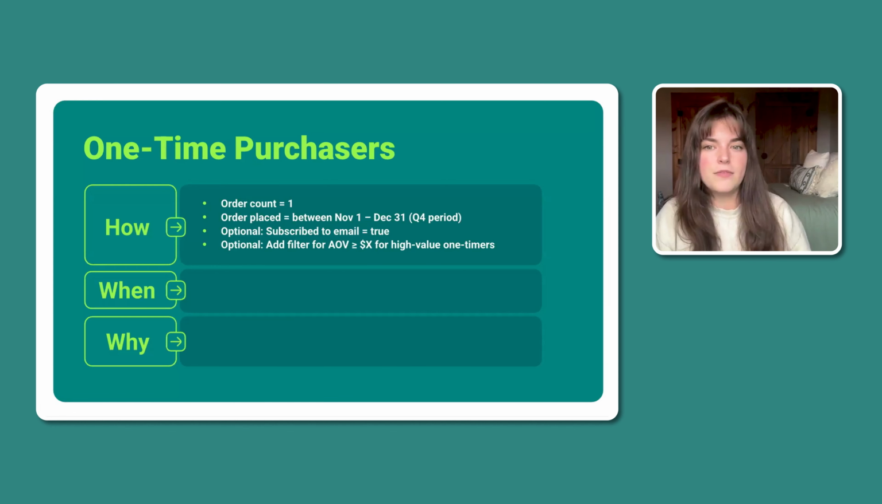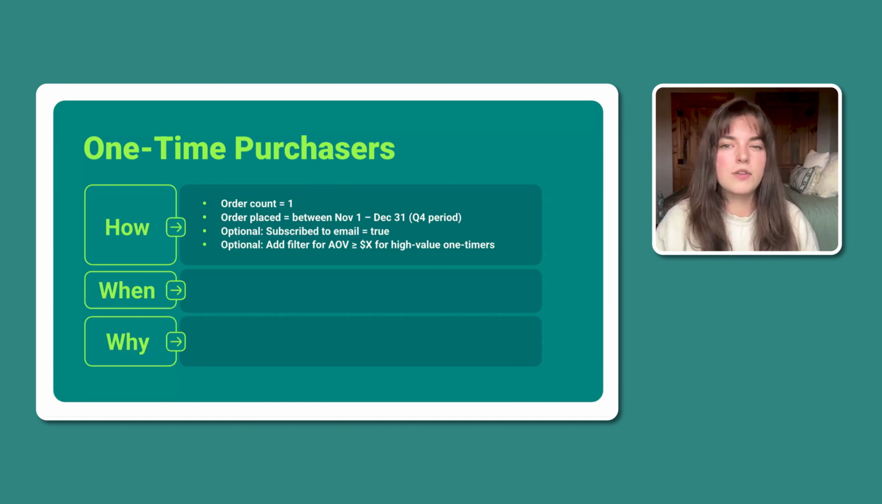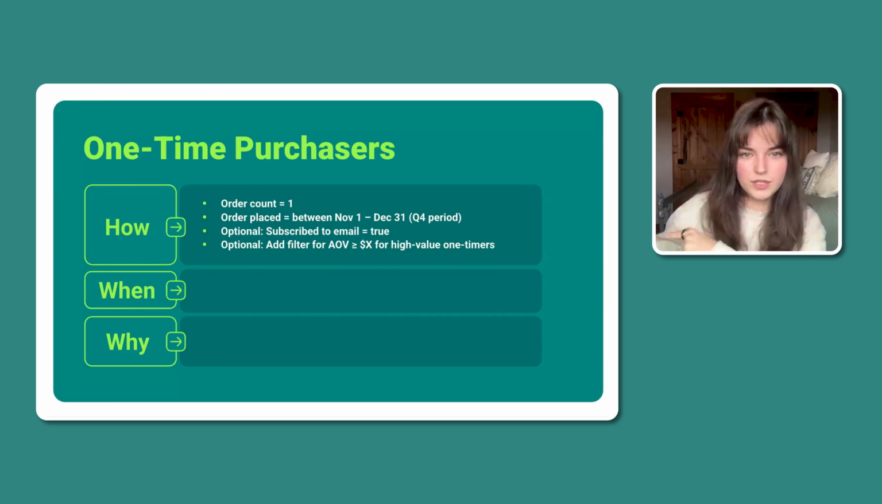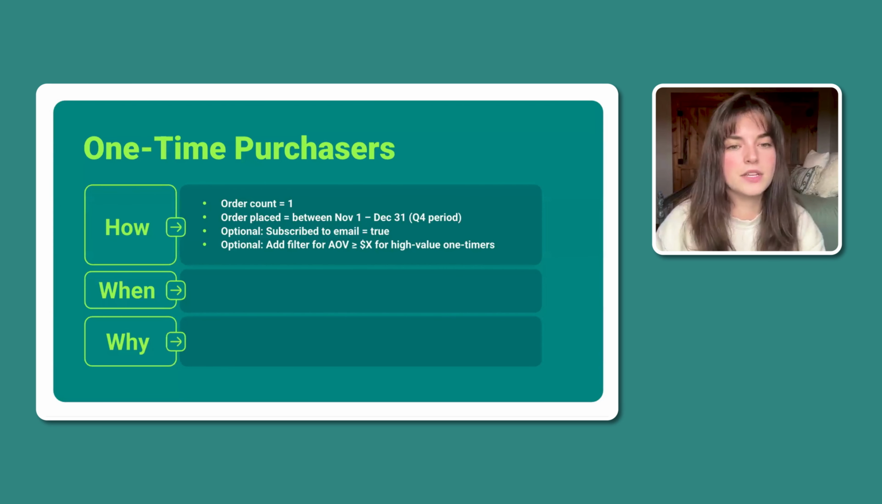You can add whether or not they've been subscribed to email, and then you can also add an additional filter set for average order value over X value for those high lifetime value customers. But we'll actually discuss high lifetime value customers in a later segment.